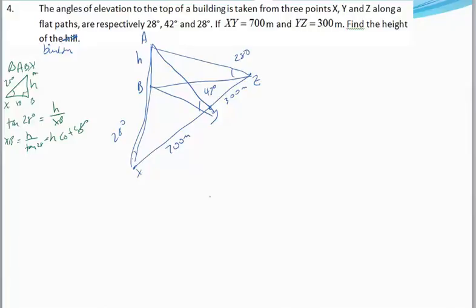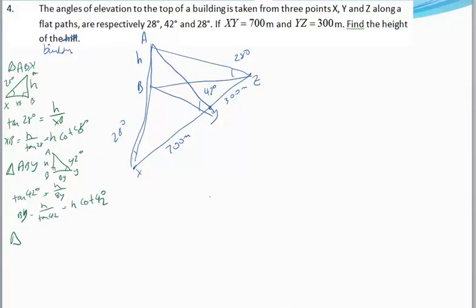For our next triangle in the middle, we've got triangle ABY. If we draw it up, A, B, there's Y, we've got 42 degrees, right angle, H, and our length BY. So tan of 42 degrees is equal to H divided by BY, or BY is equal to H divided by tan of 42, which is H cot 42 degrees.